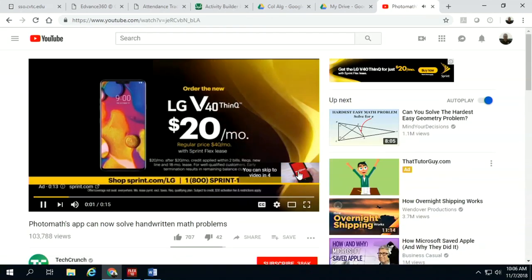Get the new LG V40 ThinQ at Sprint for only $20 per month. Regular price $40 a month.